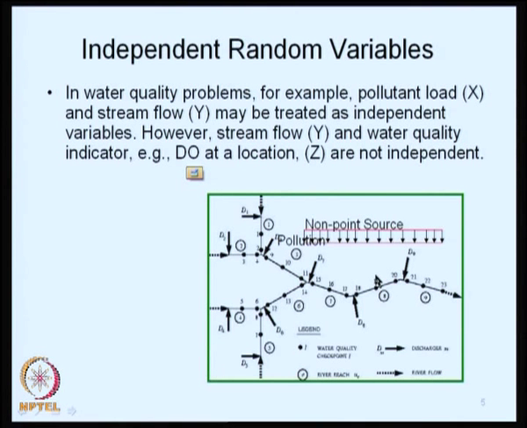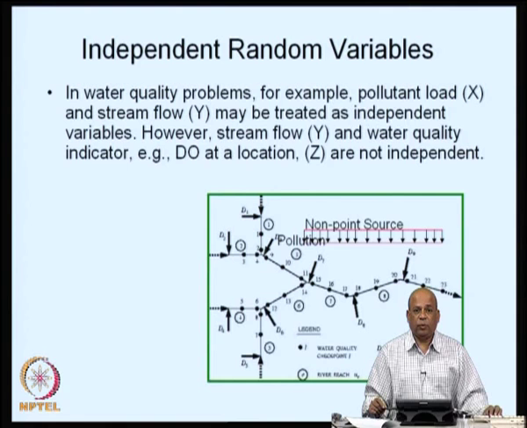Now, the water quality indicator at this point cannot be treated as independent of the stream flow, because it is directly influenced by the stream flow. So, this is how first we need to make a case for whether the two random variables can be assumed to be independent of each other. Once you have a physical basis on which you may make the assumption that yes, the two random variables can be assumed to be independent, then we go on to examine whether stochastically we can treat them as independent or not.